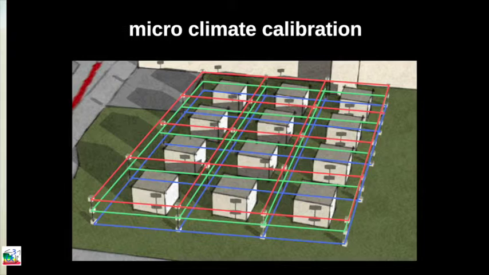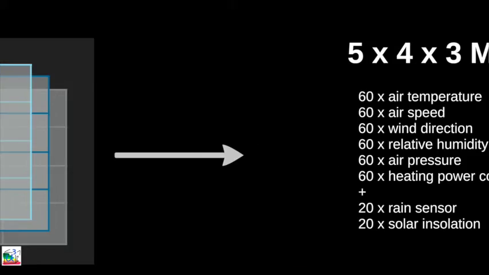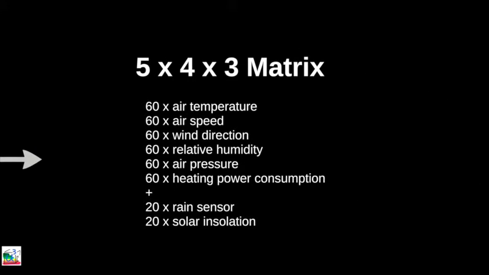So what we do is this: the microcalibration basically is a grid of data that can be acquired surrounding the big cubes, which delivers kind of a matrix. It has 60 times air temperature, 60 times air speed, 60 times wind direction, 60 times relative humidity, 60 times air pressure, and 60 times heating power consumption of the calibration cubes, which gives us a quite good idea of what is actually happening surrounding our cubes. And additionally, we have 20 rain sensors and 20 times solar insulation to find out what is going on with the sun right now.